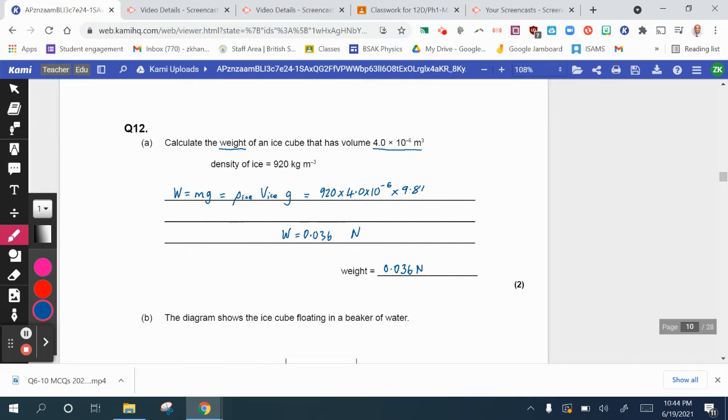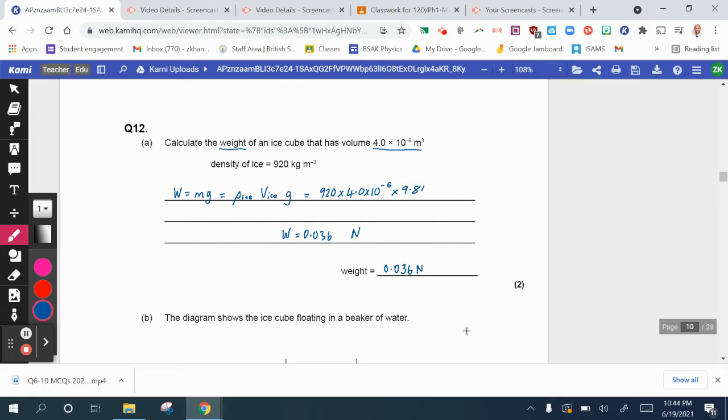Question 12, calculate the weight of an ice cube that has a volume. So weight is equal to mass times gravity. We've got the density of the ice cube. So mass, we do not have anywhere here in this information, but we have density. We know that we can expand mass into density times by volume.